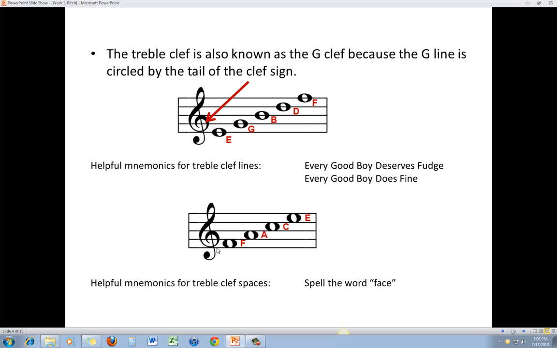So you'll see that the notes go up sequentially. E is a line, F is a space, G is the line, A is the space, B is the line, C is the space, and so forth.